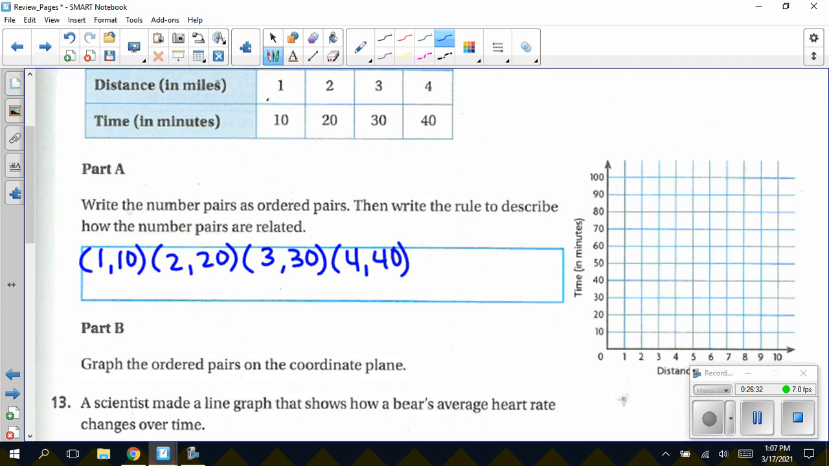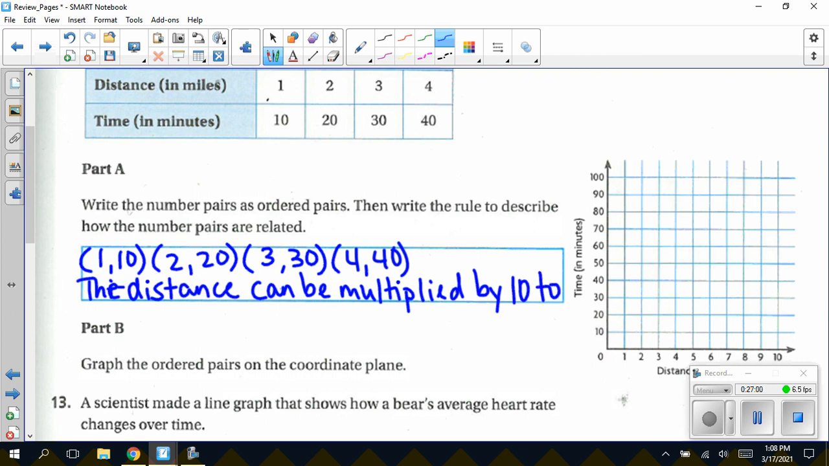Now, how they are related, I noticed that my distance, my miles, can be multiplied by 10 to find the time. So the distance can be multiplied by 10 to find the time. So we notice that for every mile, it takes an additional 10 minutes.